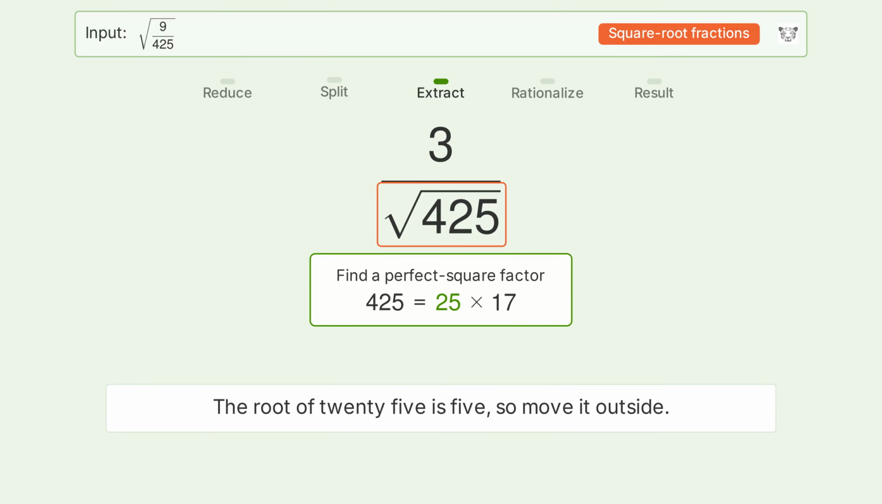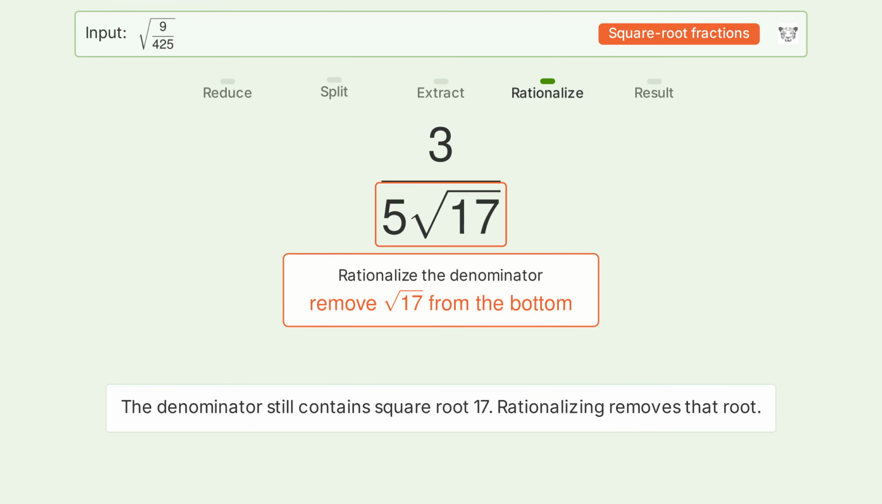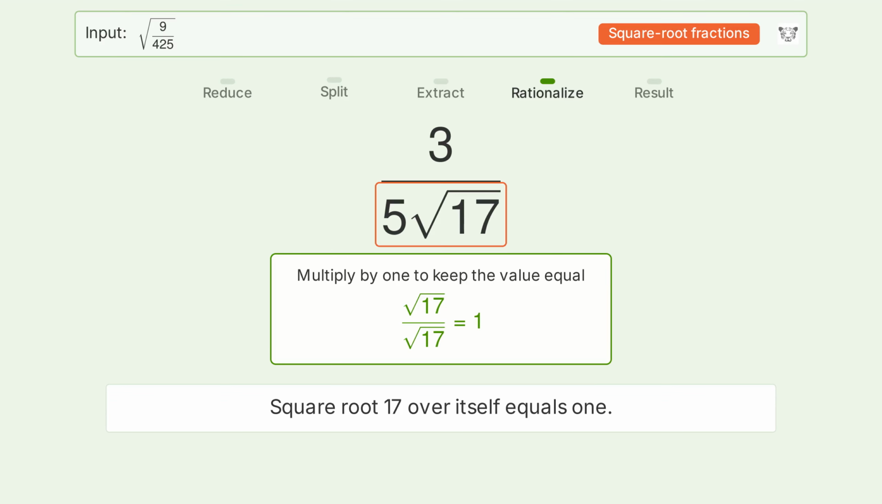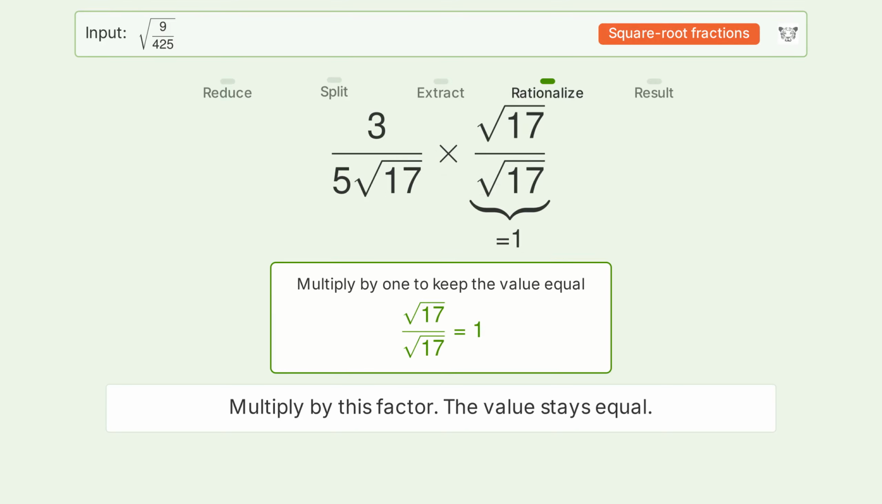The root of 25 is 5, so move it outside. The denominator still contains square root 17. Rationalizing removes that root. Square root 17 over itself equals 1. Multiply by this factor. The value stays equal.